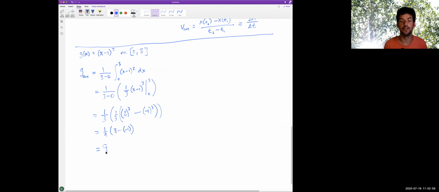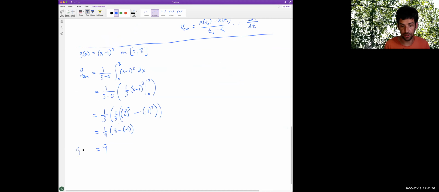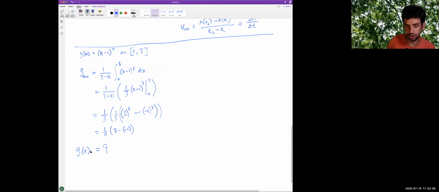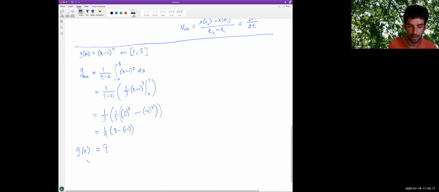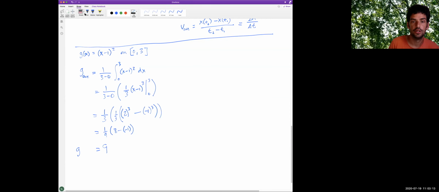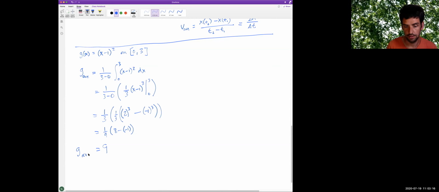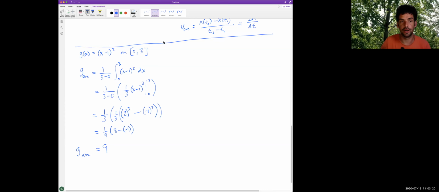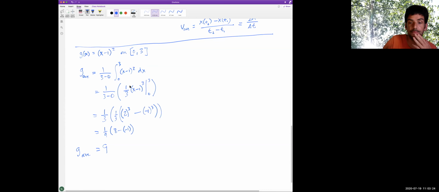Now, all right, so that's the first thing. That is just a definition. G average equals 1. So over the interval 0 to 3, the function g of x equals (x minus 1) squared has an average of 1.